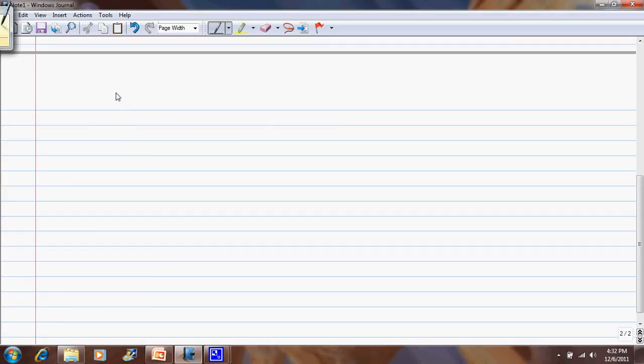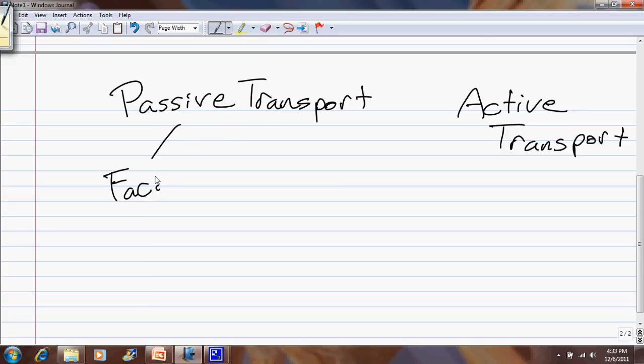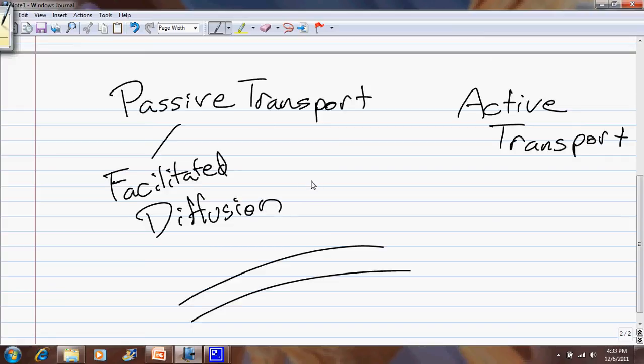So the two types we're going to deal with are passive transport and then active transport. So remember, active transport, energy. Passive transport, no energy. And passive transport splits off into another one, so you can have passive transport or you can have facilitated diffusion. And how these ones work is, here you have your cell membrane, and you have ones like H2O.